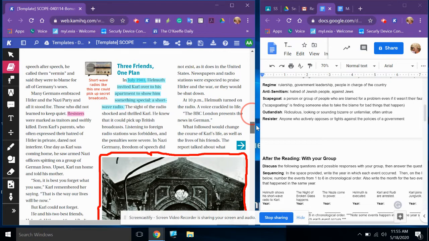In Nazi Germany, freedom of speech did not exist, as it does in the United States. Newspapers and radio stations were expected to praise Hitler and the war, or they would be shut down. At 10 p.m., Helmuth turned on the radio. A voice crackled to life.